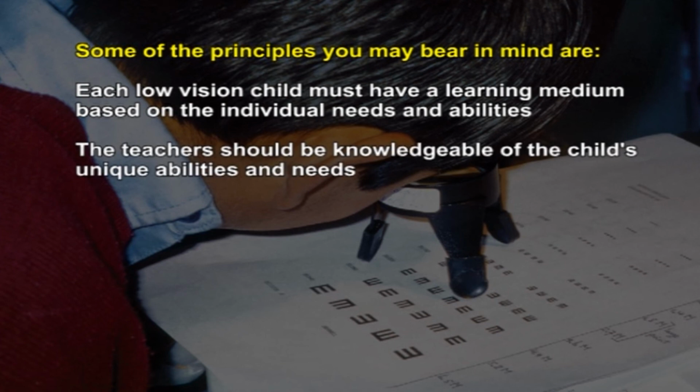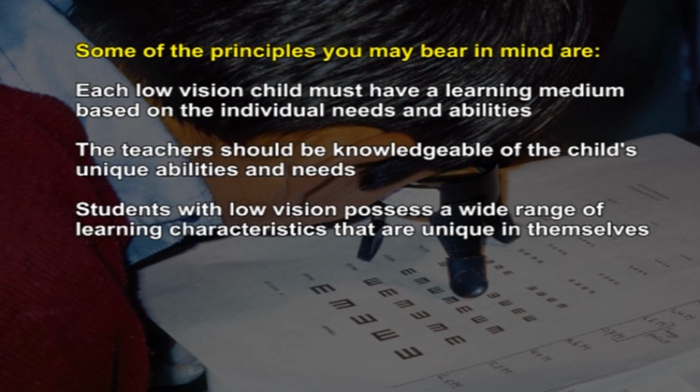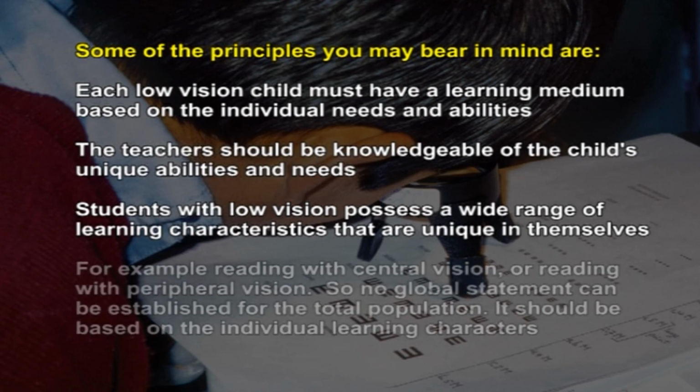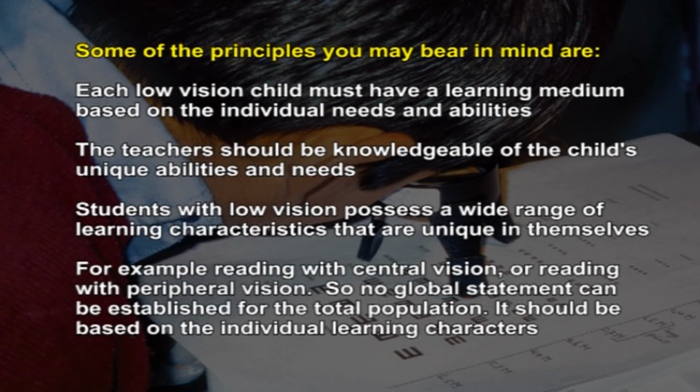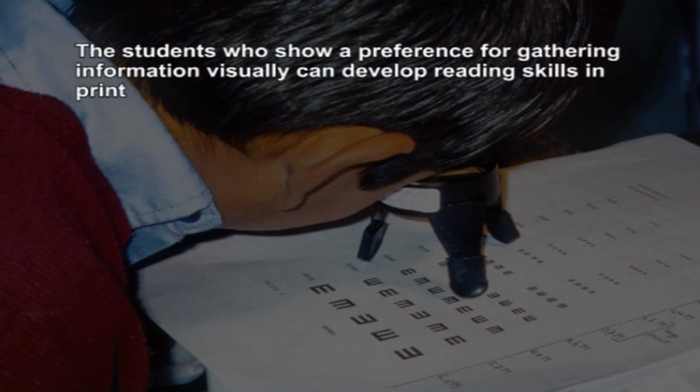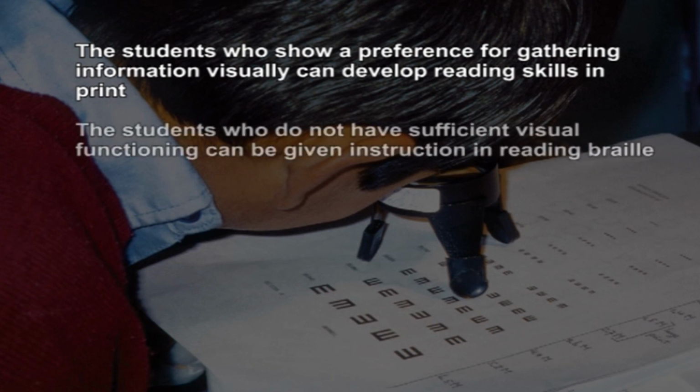The teacher should be knowledgeable of the child's unique abilities and needs. Students with low vision possess a wide range of learning characteristics that are unique in themselves, for example, reading with central vision or reading with peripheral vision. So, no global statement can be established for the total population. It should be based on individual learning characteristics. The students who show a preference for gathering information visually can develop reading skills in print. The students who do not have sufficient visual functioning can be given instruction in reading braille.